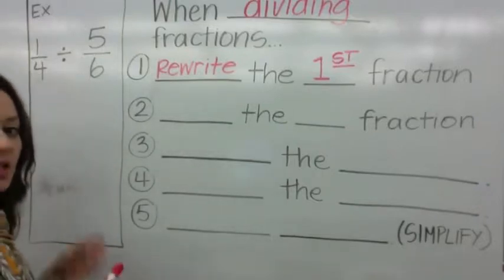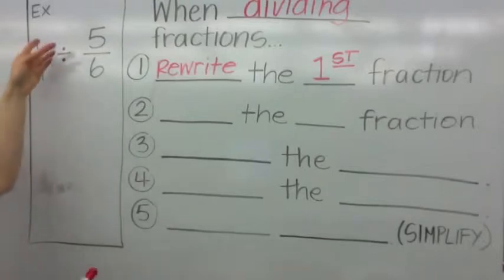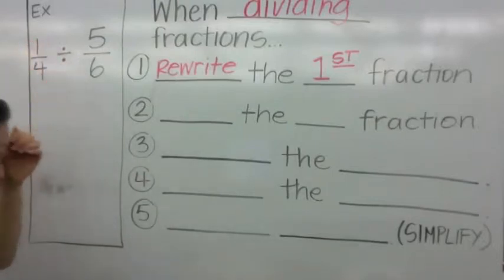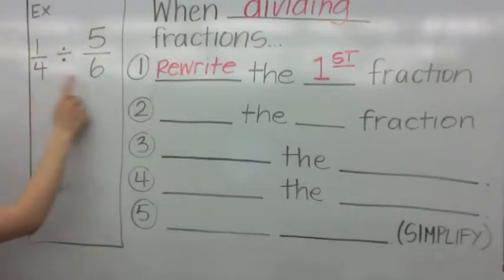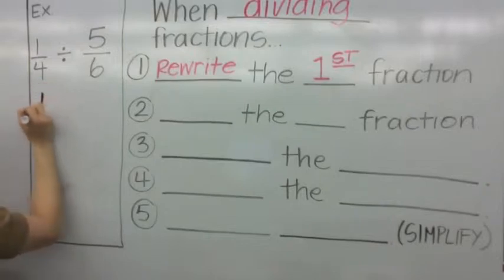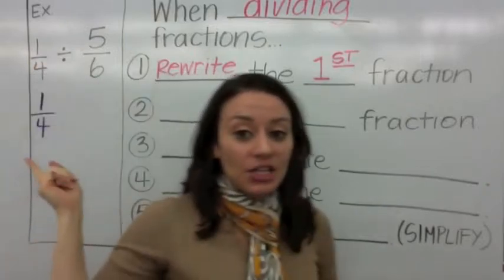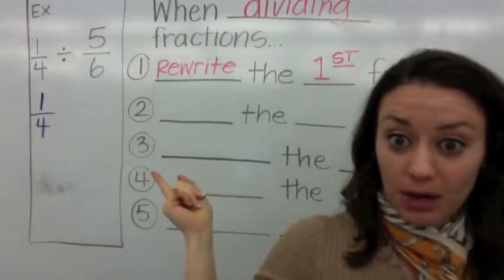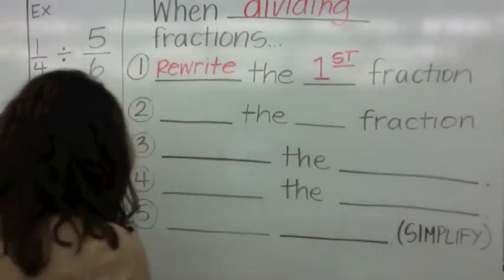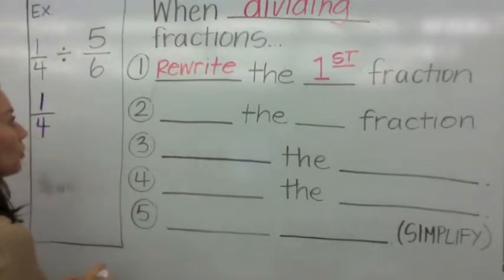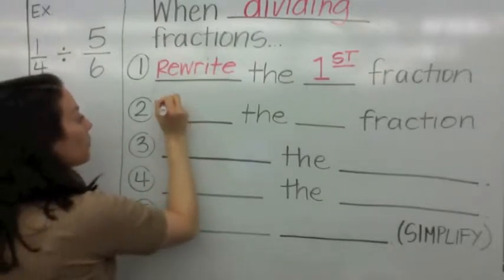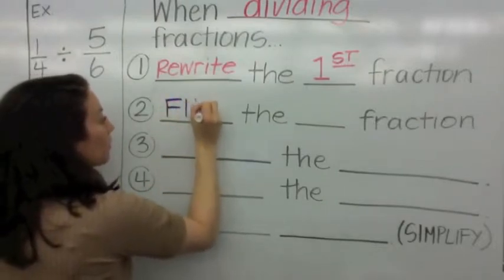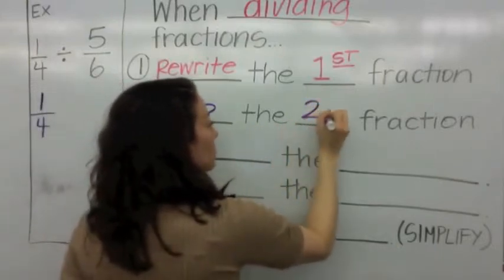The example says, read it with me, 1/4 divided by 5/6. Great. So this is the first fraction and this is the second fraction, right? So the first step is to just rewrite the first fraction, which is 1/4. Yesterday, this was a whole number. Today, it's already a fraction. So that's good, right? Yes. The second step is to flip the second fraction.